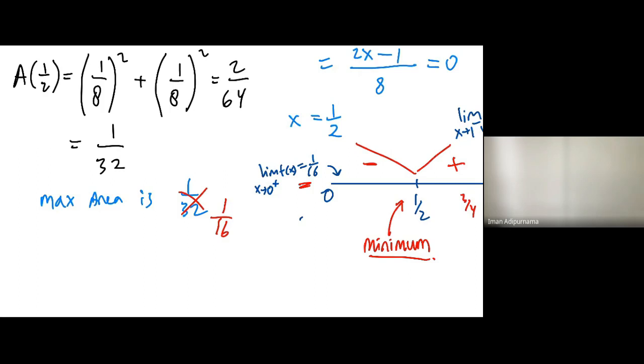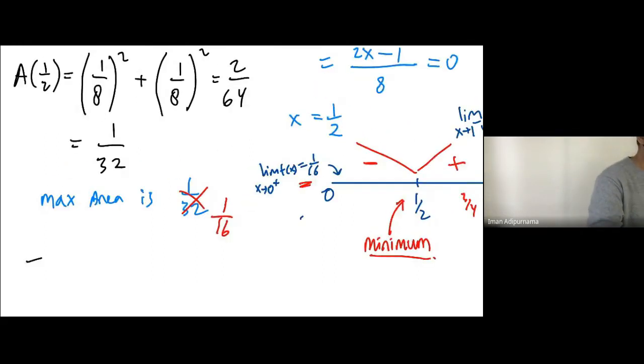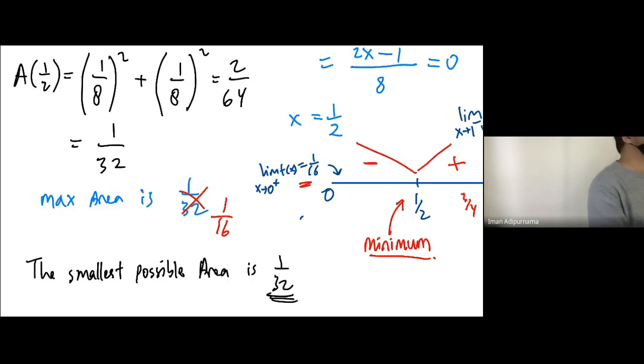But the truth is, the true question is finding the smallest possible area, which is 1 over 32. This is the true question, finding the smallest possible area. I just changed this question to check whether you understand the optimization, and to give a little bit of review of the first derivative.